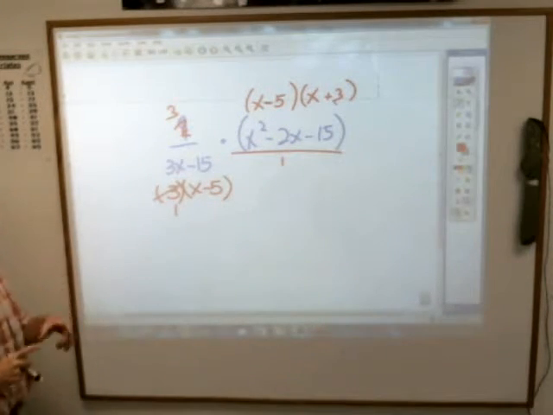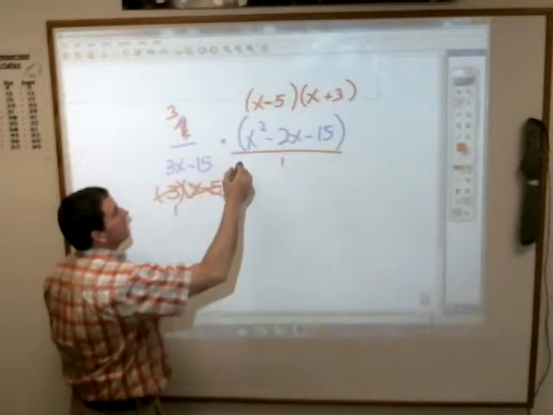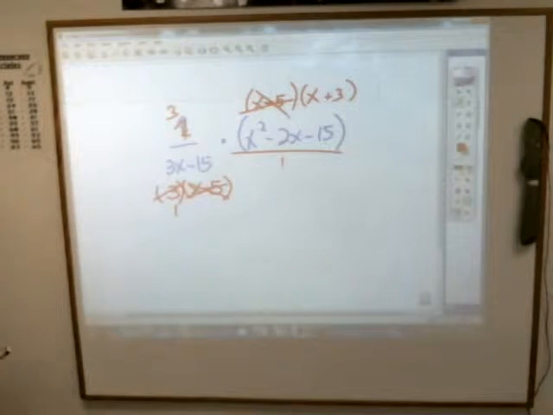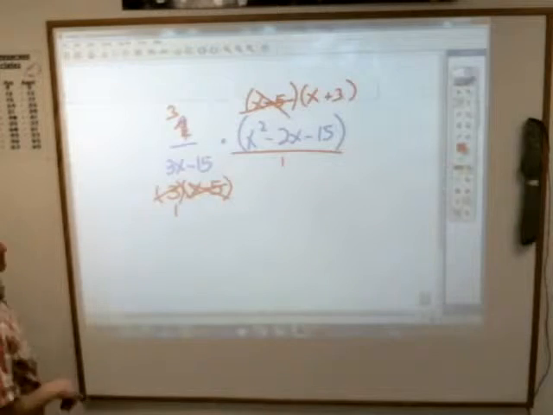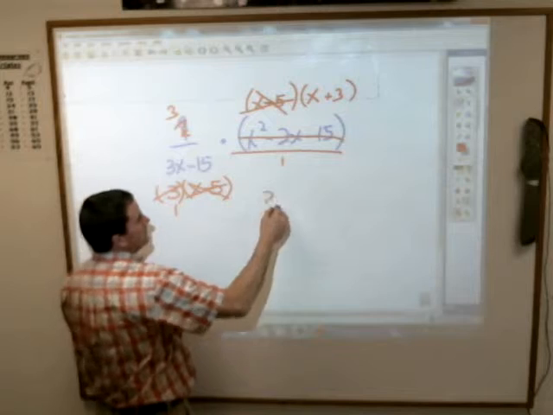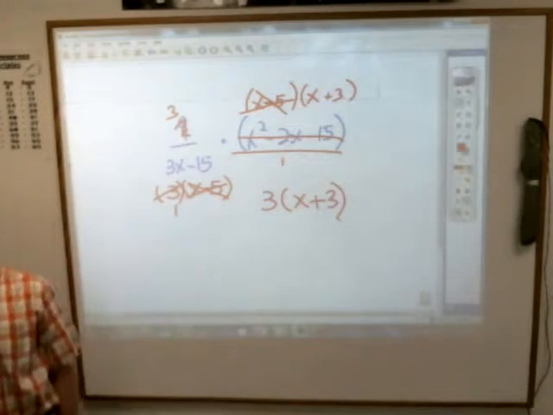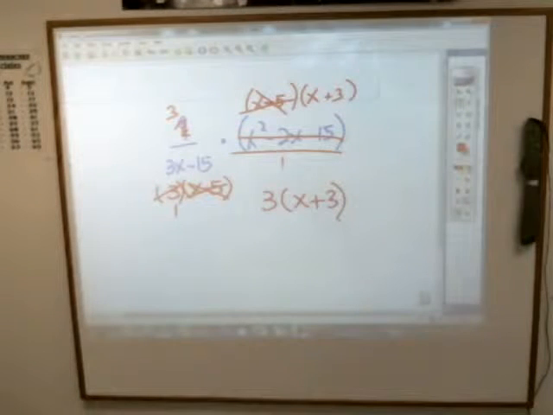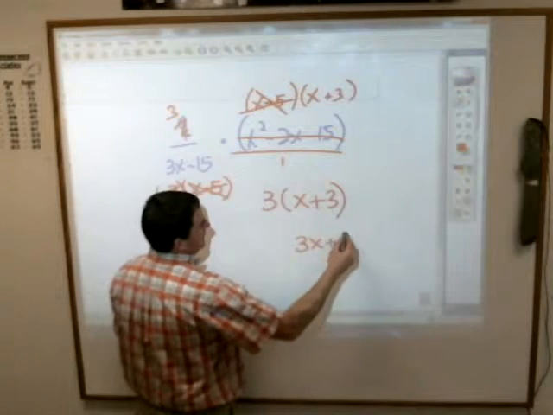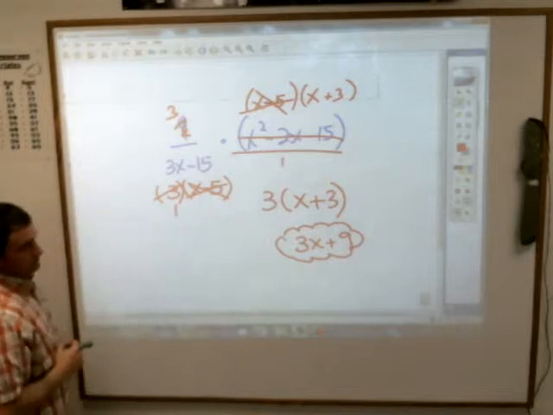Now, since they're factors, they're in parentheses, I can cross off this x minus 5 with that x minus 5. Nothing is left to cross off anymore. This is gone because I factored it down. Now I'm left with a 3 times an x plus 3 on top. And I'm going to say that the book probably wants you to remultiply that as your answer. 3x plus 9 is the answer to that problem.